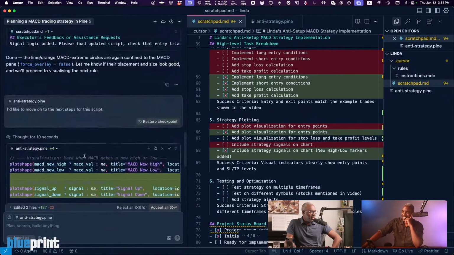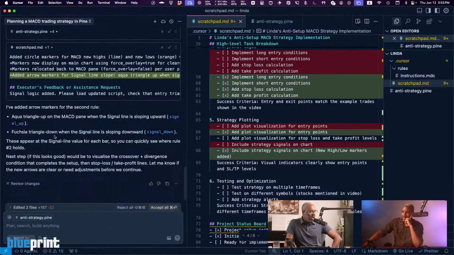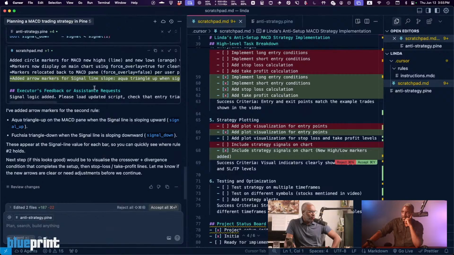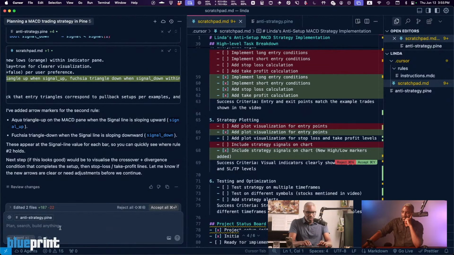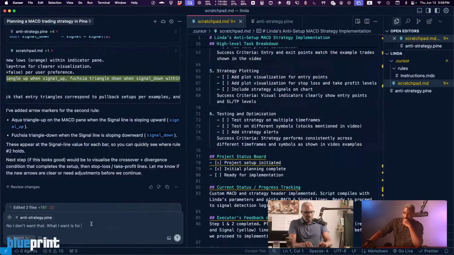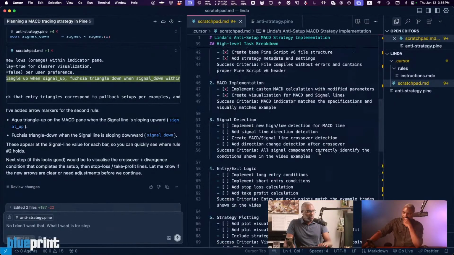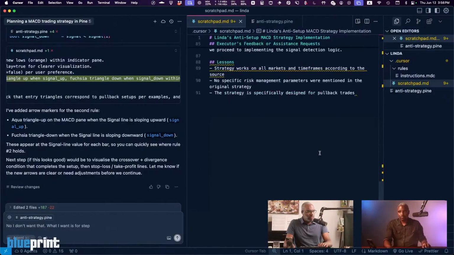All right, what is it doing next? It thought for 10 seconds. I've added hour markers for the second rule. Aqua triangle up on the MACD pane when signal... Wait, I don't want this. I don't want that at all. Added markers for signal line slope. No, I don't want that. Shouldn't you reset what you said prior, just to make sure I move forward? I'm going to say explicitly what I want. Let me reject all for this step. Did I undo everything?